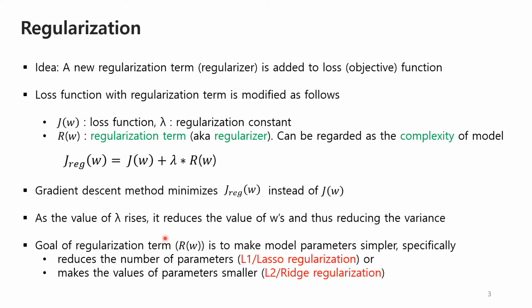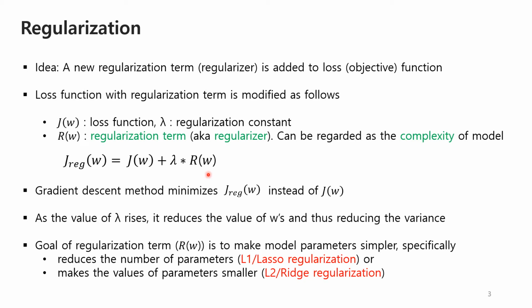Okay, then another question is, then what is RW? I said RW represents the complexity of the model. Then the next question is, how do we represent the complexity of the model? There are many choices you can choose from.